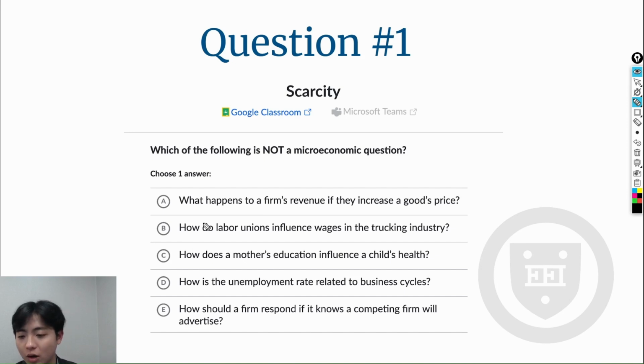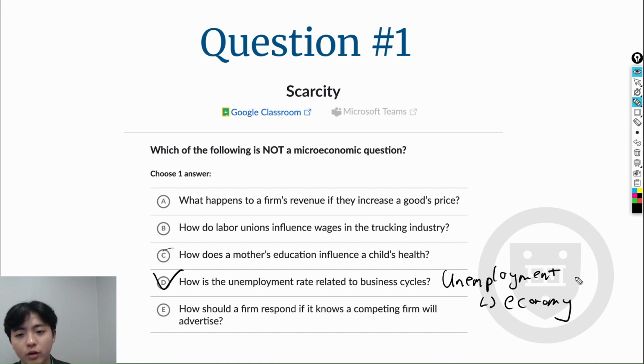Number D is, how is the unemployment rate related to business cycles? The unemployment rate and business cycles are economy-wide concepts. So unemployment is related to the overall economy. So this is a macro-wide topic. So just put a triangle over here.